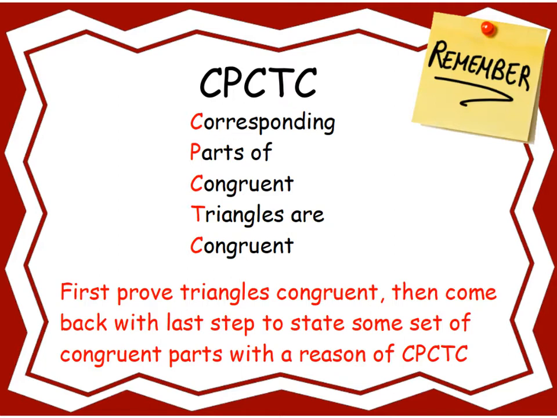So here's how you're going to use this. We abbreviate it CPCTC. Say it fast, 5 times. First, you have to prove your triangles congruent, so same old proofs we've been doing. Then you're going to come back at the end, after you've got those triangles congruent, and say some set of parts are congruent. You're going to say, oh, and these 2 angles are congruent, or these 2 sides are congruent, and that's because of CPCTC: corresponding parts of congruent triangles are congruent.